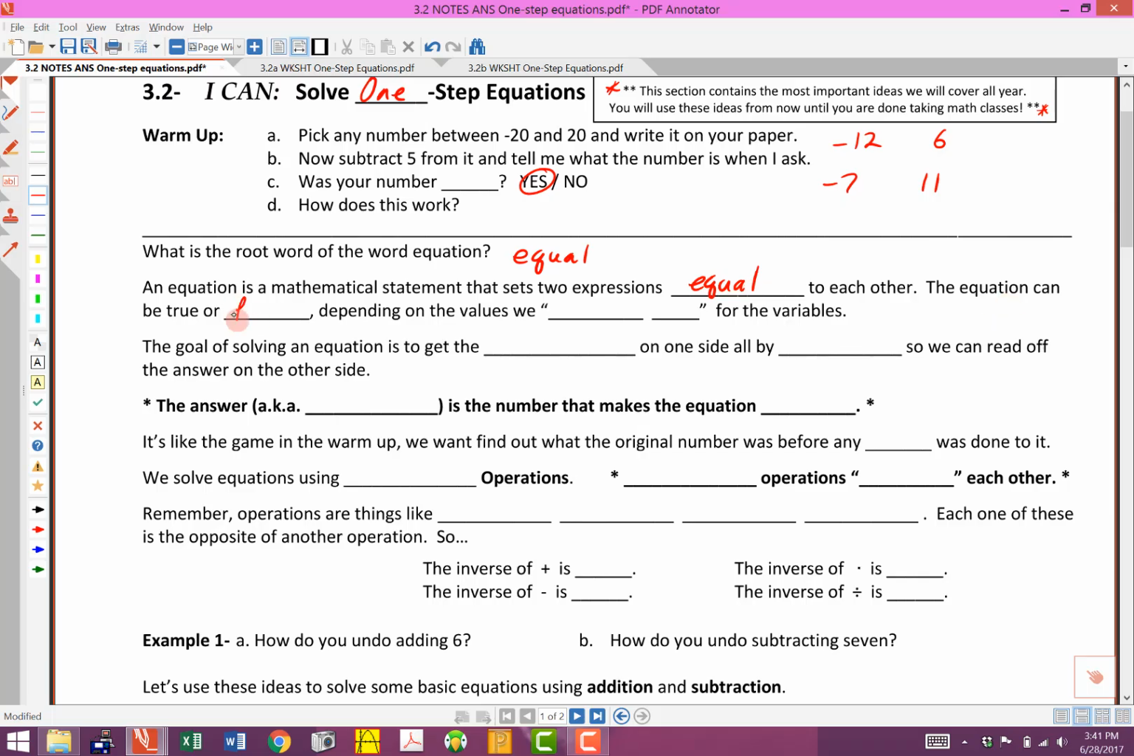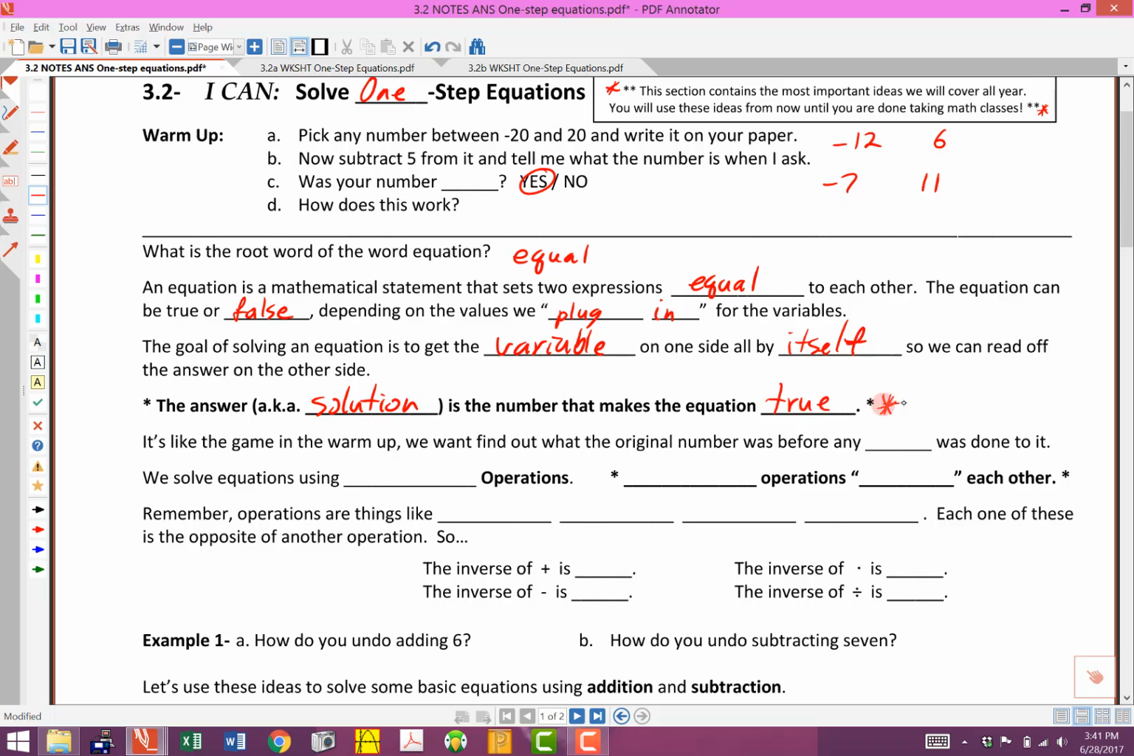And the equation can be true or it can be false, depending on what values we substitute in for the variable or the variables. So the goal of solving an equation is to get the variable, that symbol that we use to represent an unknown number, on one side all by itself, so we can read the answer off on the other side. Sometimes we'll say it's the solution. AKA stands for also known as. So the answer, or the solution, is the number that makes the equation true.